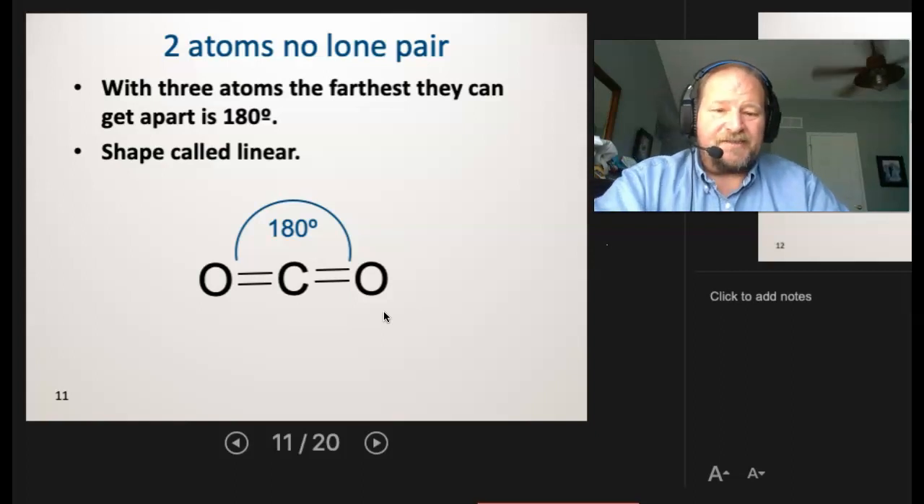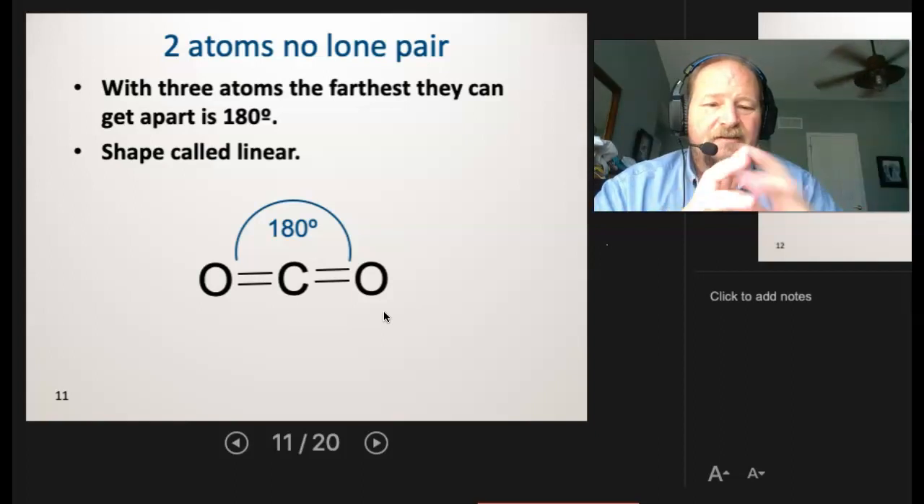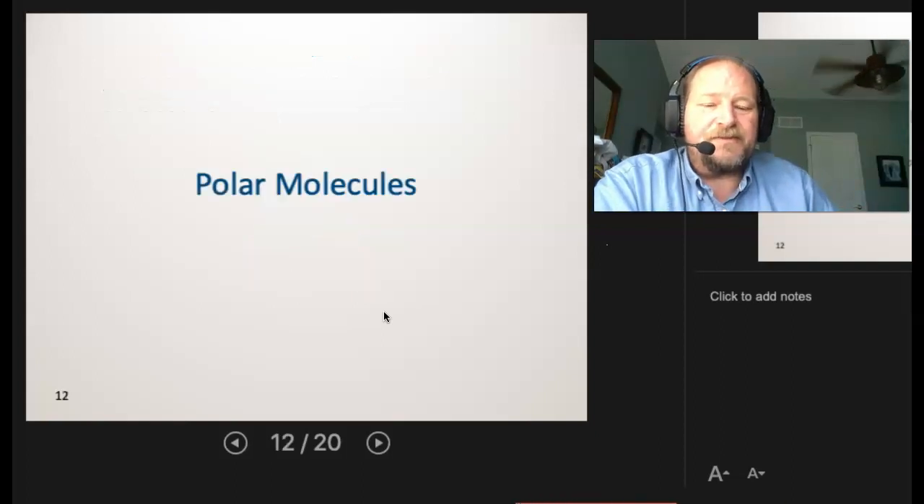Now, what I want to do next is take electronegativity and shape and blend them together so that we can talk about polar molecules.